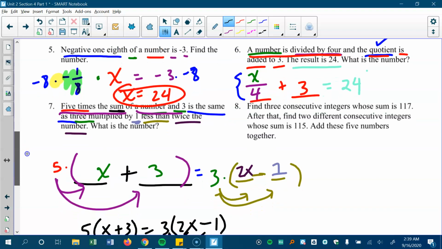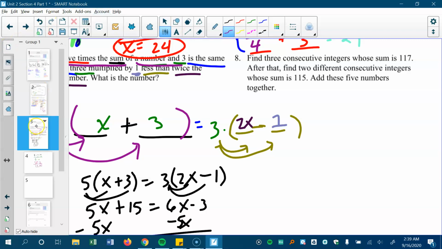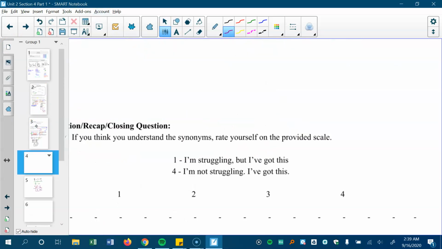Okay, the last one is find 3 consecutive integers whose sum is 117. Okay, so I did this before, and I kind of guessed my way through this, and you'll always be able to guess your way through these if you need to. This last one has 2 parts to it, so what I'm going to do is I'm going to clear the page here. Duplicate and clear.